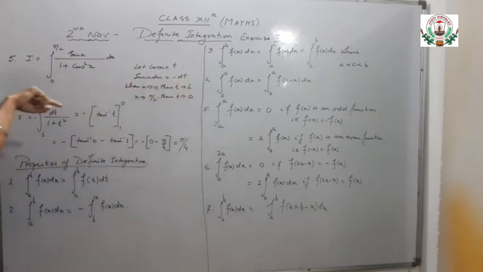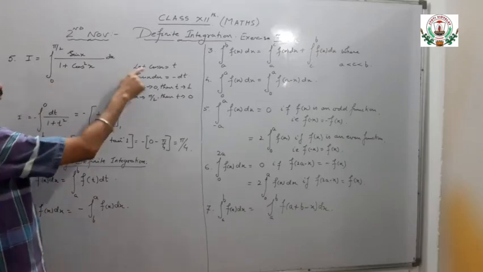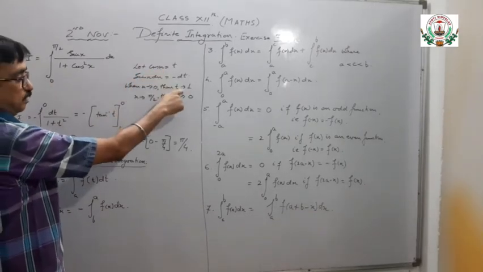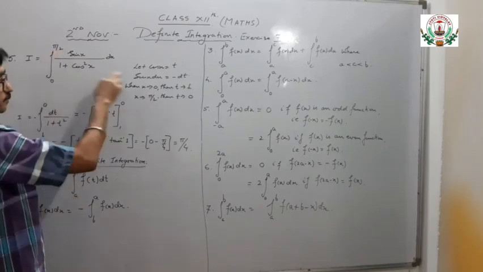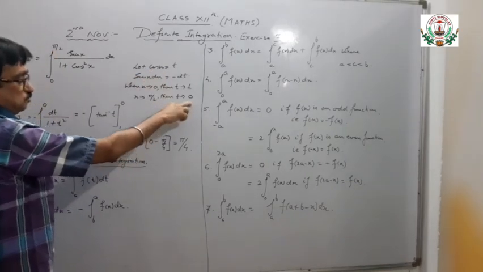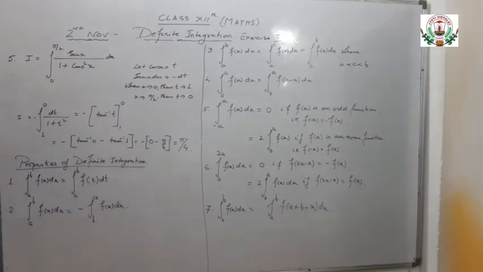Now again here we have to change the limit. When x tends to 0, then cos 0 will be 1, t tends to 1. When x tends to pi by 2, upper limit, cos pi by 2, cos 90 is 0, then t tends to 0. So our limit now changes. So minus dt upon 1 plus t square, limit 1 to 0.